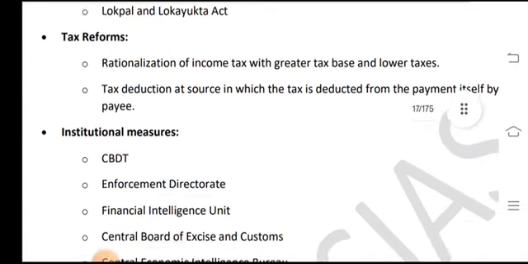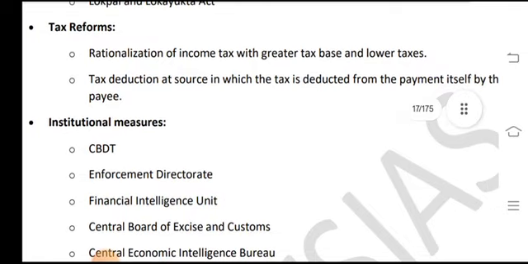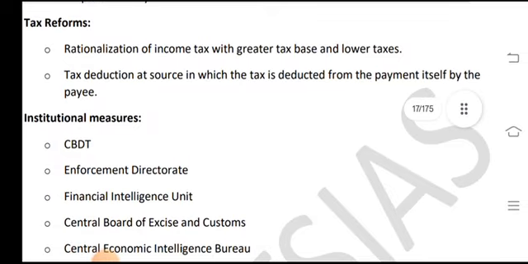Tax reforms and the rationalization of the income tax, with a greater tax base and lower taxes, and tax reductions. Tax is deducted at source, from the payment itself.